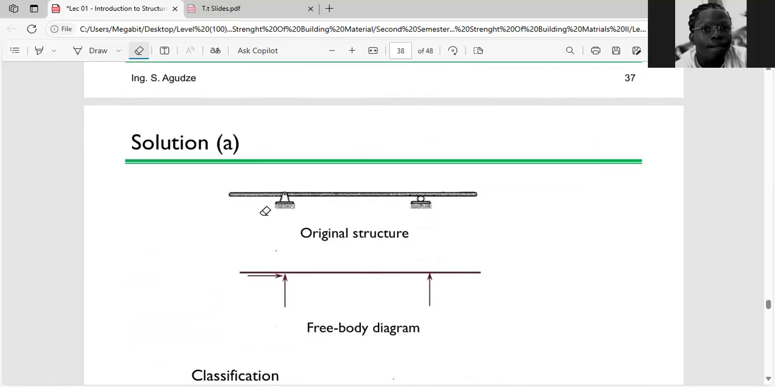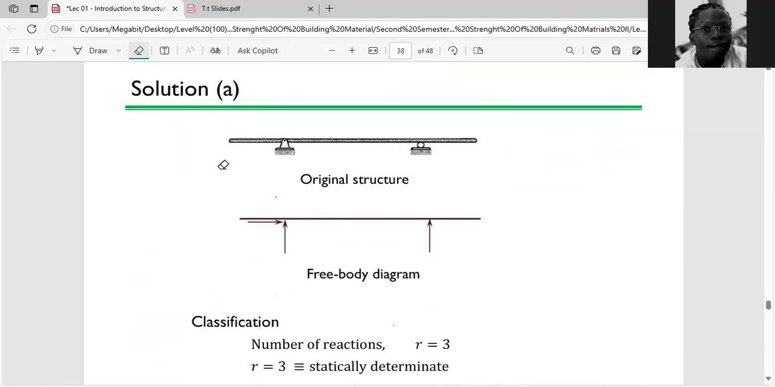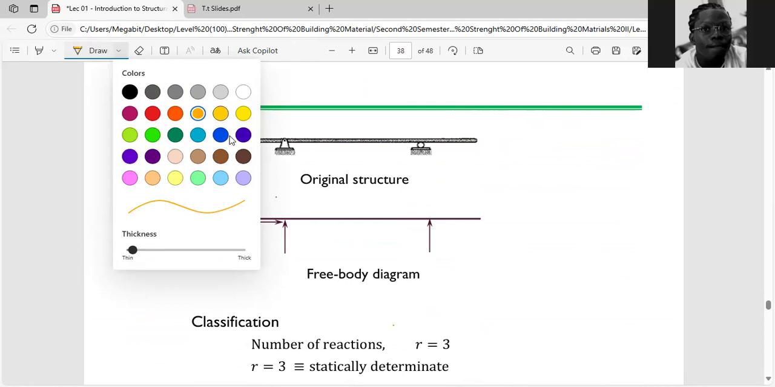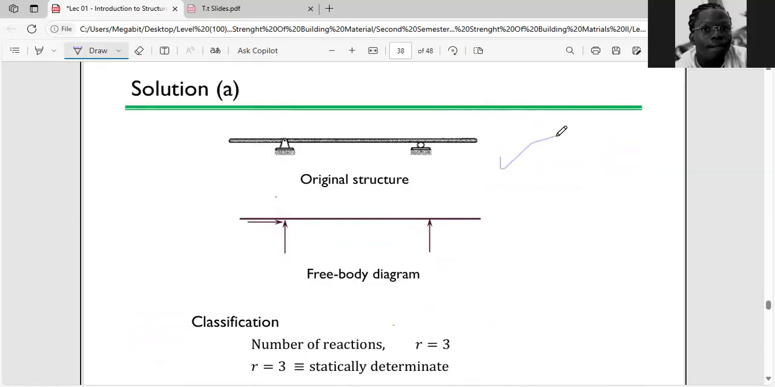In B, you realize that first of all, you will draw the diagram on your question paper. Then, secondly, you come and draw a free body diagram. Please always try and label the parts. If you draw the free body diagram, write under it, or at the right hand side, free body diagram.